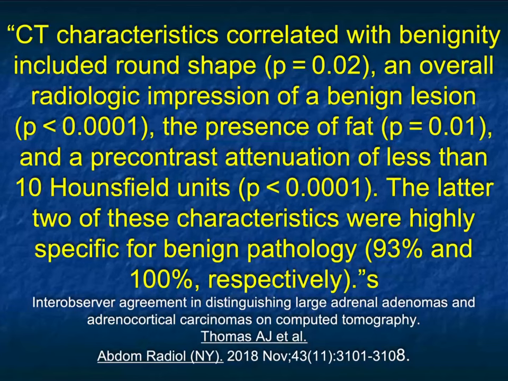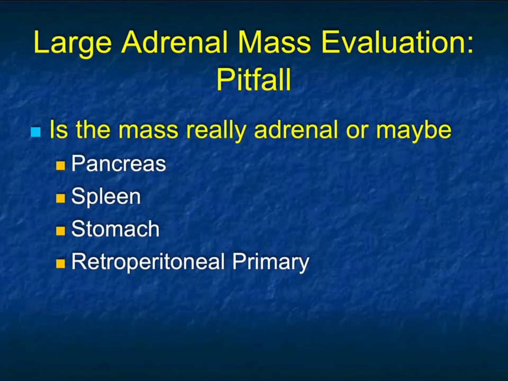Right, presence of fat means you have a myelolipoma or an adenoma. Occasionally you can have fat and adrenal cortical carcinoma, but that's more because the perinephric fat is invaded and the patient's mass is going to be very, very aggressive.